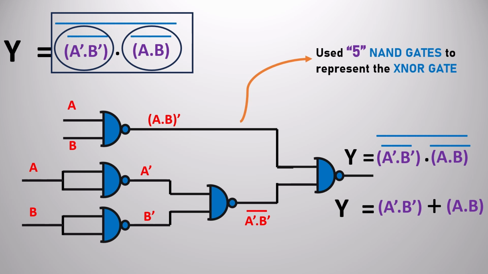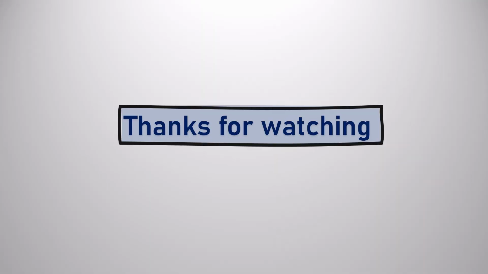This also we are going to implement with the help of 5 NAND gates. If you simplify that, a bar dot b bar whole bar dot a dot b whole bar for the full equation. If we solve that, we are going to get a XNOR b, or a bar b bar plus ab. Thanks for watching up to now.